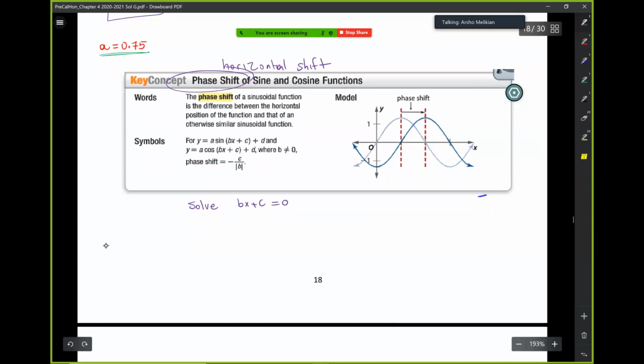Well, if we just do it with the symbols here, I have that bx is equal to negative c, and then I divide by b, so x is negative c over b. In a lot of books they have that as a little formula, but it gets to be so many things to remember. All I want you to remember is 2 pi over b for the period, and then for the phase shift, I just want you to solve that equation, and that's it.